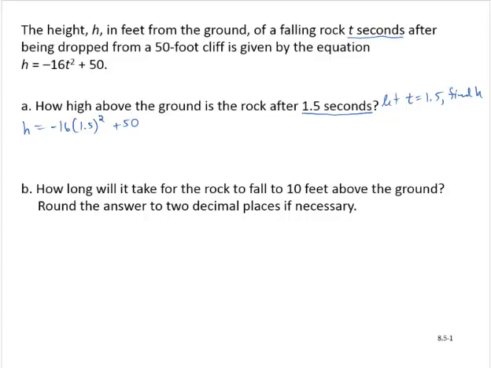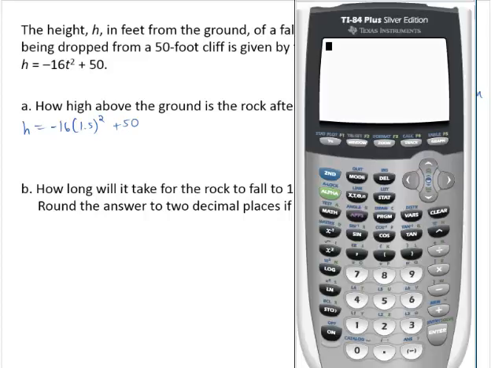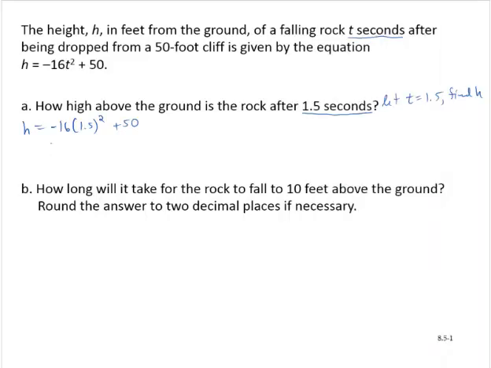Well, we can just use a calculator. Let's bring up the calculator, and I'm just going to put in that whole expression on the right-hand side. That's negative 16 quantity 1.5 close quantity raised to the second power, and then add 50, and we'll hit enter, and that's 14. So h equals 14.